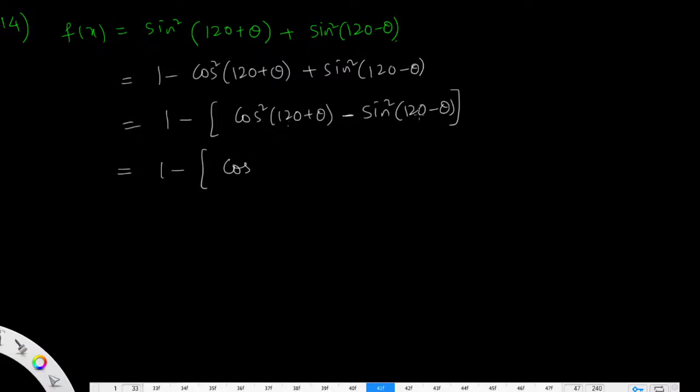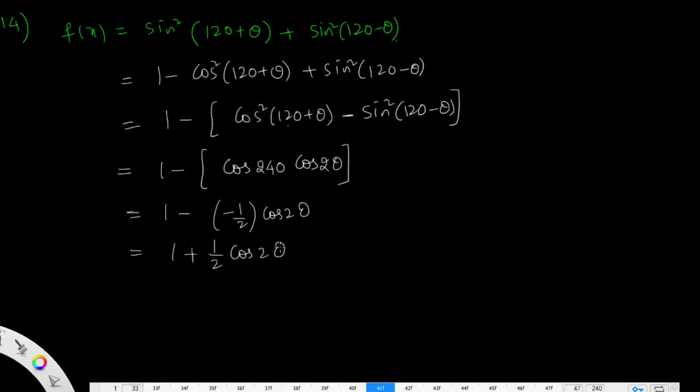Cos of (a plus b), by adding you get 240, and cos of (a minus b), by subtracting the theta terms, the 120 cancels and you get cos of 2 theta. So 1 minus cos 240, which is minus 1 by 2, into cos 2 theta. Therefore that is 1 plus 1 by 2 into cos 2 theta. For maximum or minimum, cos belongs to the interval minus 1 comma 1. Therefore the maximum value is 1 plus 1 by 2, which is 3 by 2, and the minimum value is 1 minus 1 by 2, which is equal to 1 by 2.